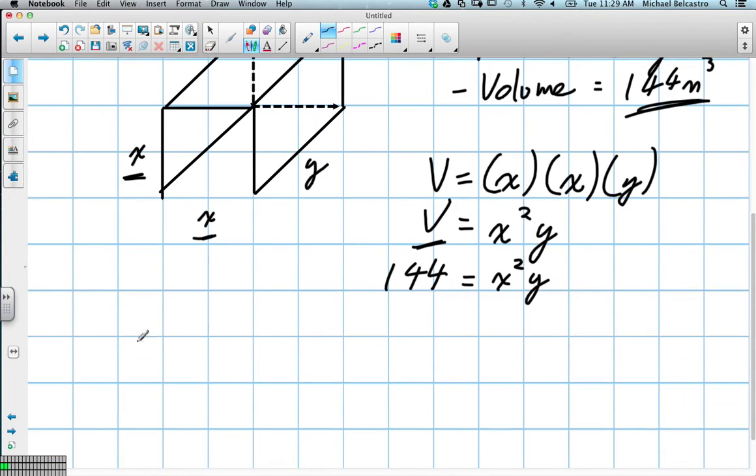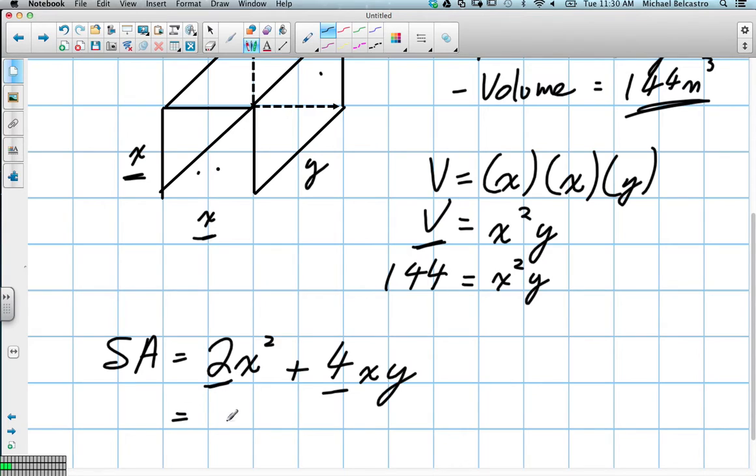We also want to know what our surface area is. Our surface area is technically 2x squared. That would give us the front and the back. And then because it's x times y, 4 times around would be 4xy. But in this case, they said we don't need the front and we don't need the bottom. So we'll be subtracting 1 from both of these coefficients. So we'll have x squared plus 3xy as our surface area here.